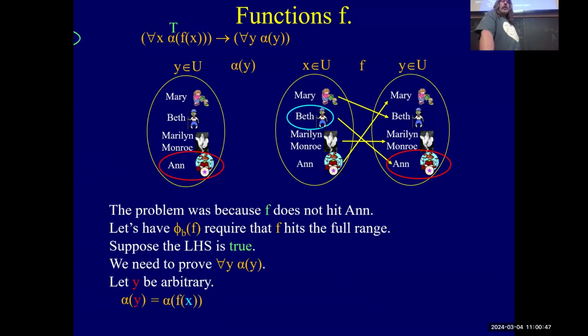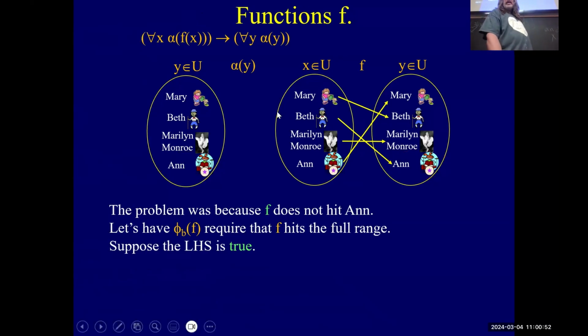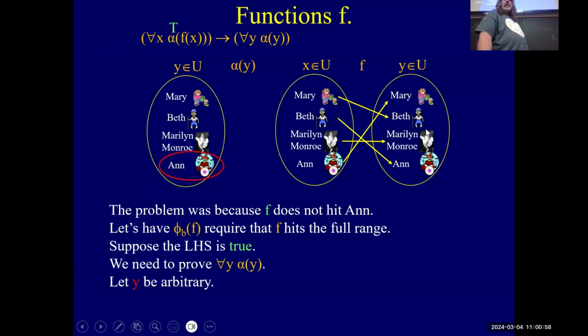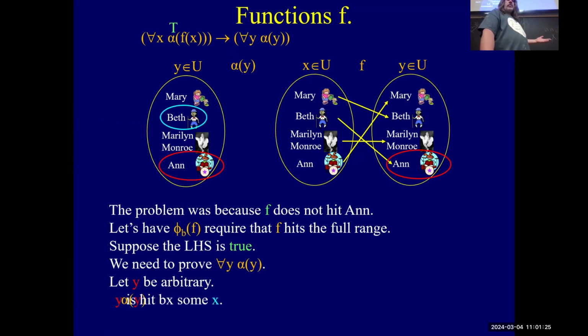Right, so here's our intuition. Suppose we have a function that hits everybody, right? Then we have to prove it for every y. Well, let y be arbitrary, right? Here we're just coming up with our intuition. So we need to prove alpha is true for every y. You give me an arbitrary y, say n, and what do I have to prove? I have to prove alpha of y, right?